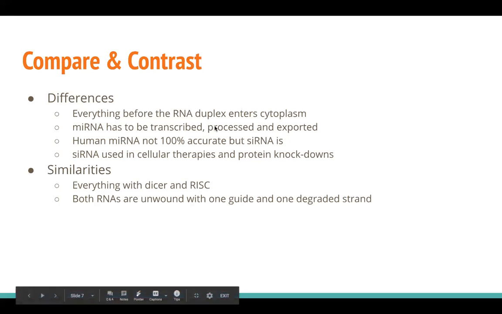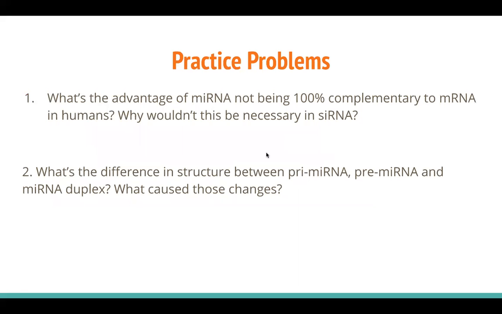Any questions so far about the compare and contrast? No. Sweet. Okay, do you have any ideas, maybe stirring in your head, as to why the miRNA is not 100% complementary? If you don't, it's okay. It could be that with siRNA, we consciously know exactly how much we need. But maybe with the human-made one, we don't know exactly how much RNA. I don't know if that really makes sense.